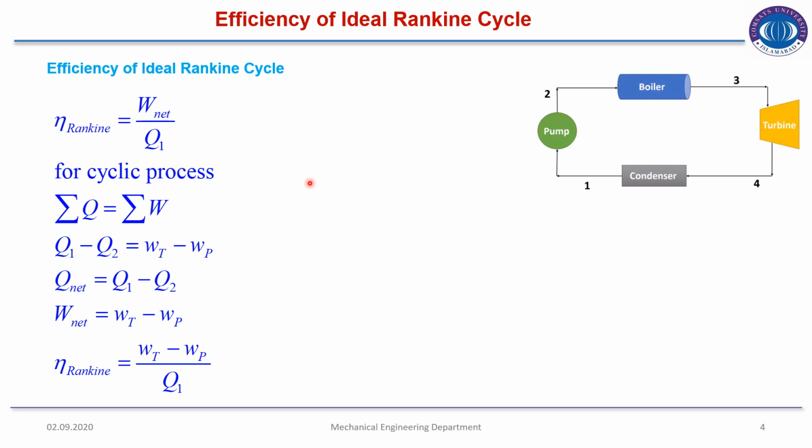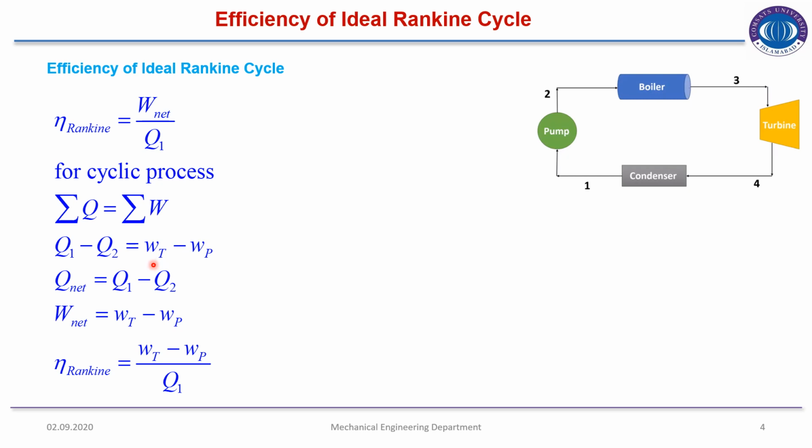Then we have talked about the expression to calculate the efficiency of the ideal Rankine cycle. So here, the expression of efficiency is work output divided by work input. In the ideal Rankine cycle, the work input is in the form of thermal energy and the work output is in the form of mechanical work through the turbine. So here two amounts of work are input or output.